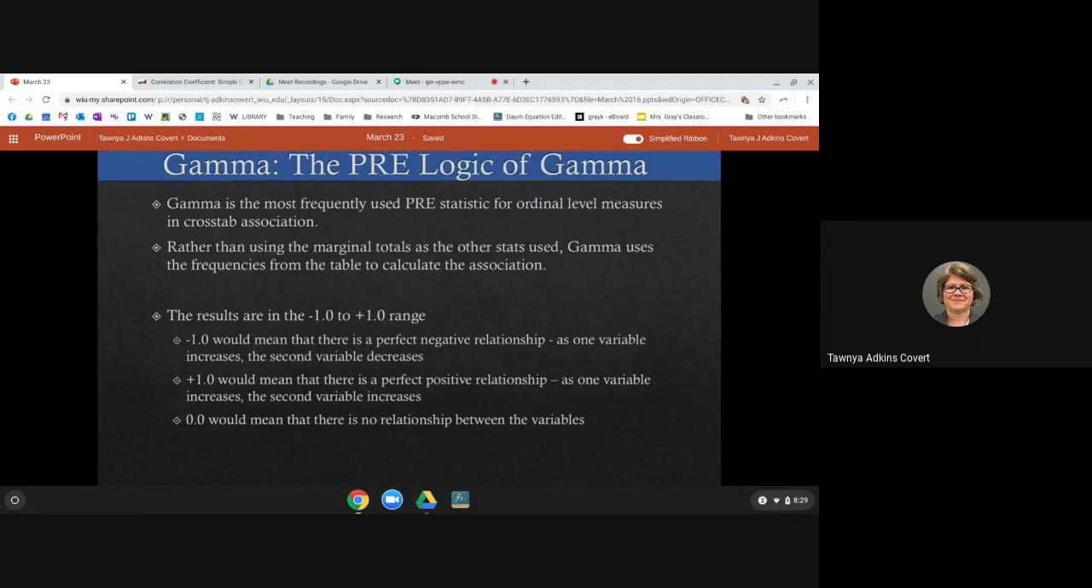Gamma is the most frequently used PRE measure for ordinal level measures. It's one of the few that we have in our toolbox for ordinal level measures when we're not pushing it to interval-ratio level and pretending that those categorizations are equivalent to actual numbers. Rather than using the marginal totals, the row totals and column totals we have been using, gamma uses the frequencies from within the table to calculate the association. The results range from -1 to +1, where 0 means there's no relationship between the variables, -1 means a perfect negative relationship, and +1 a perfect positive relationship. The logic of gamma helps us make the transition next week to correlation, which is what we'll talk about on March 30th.